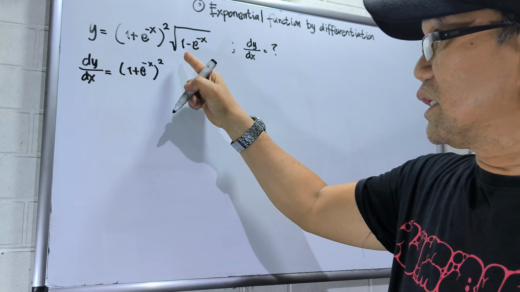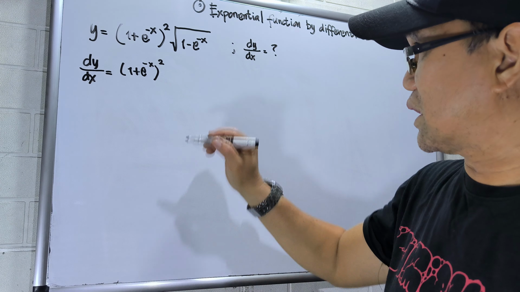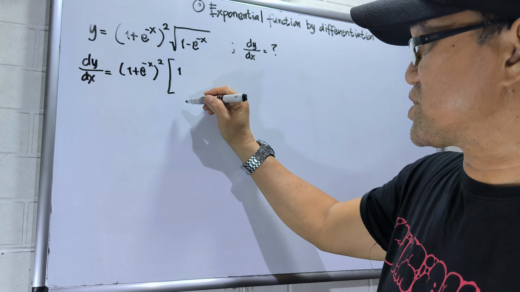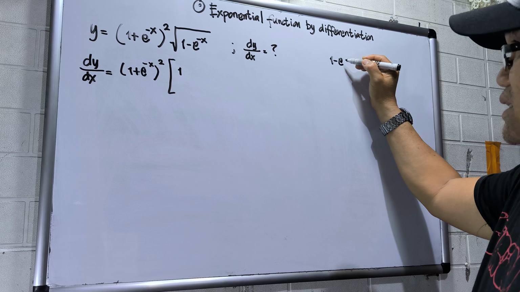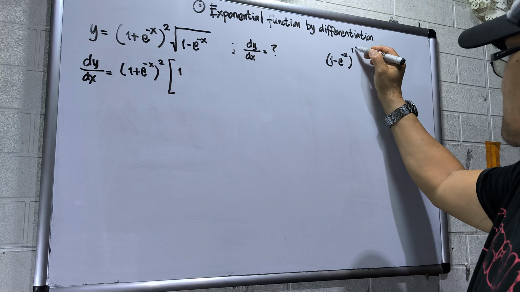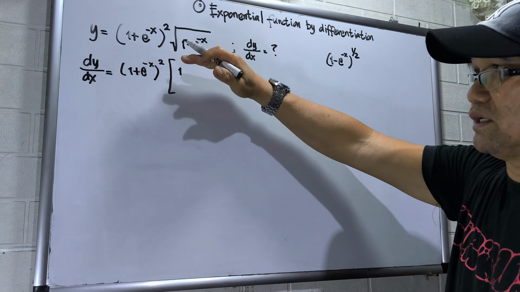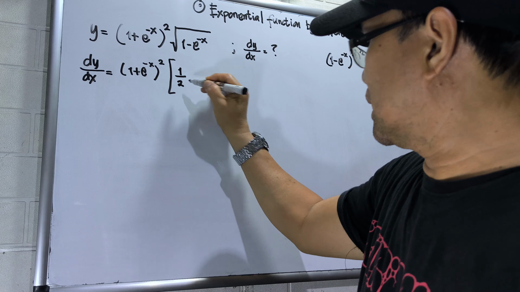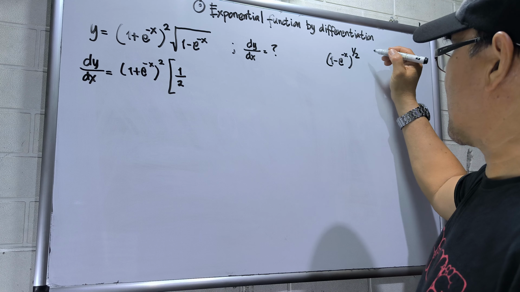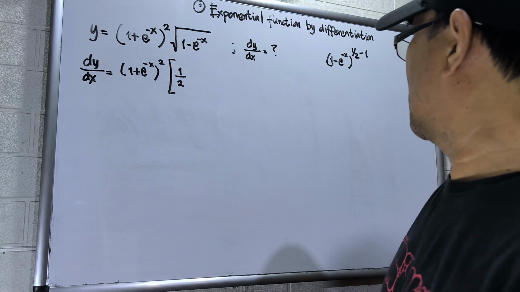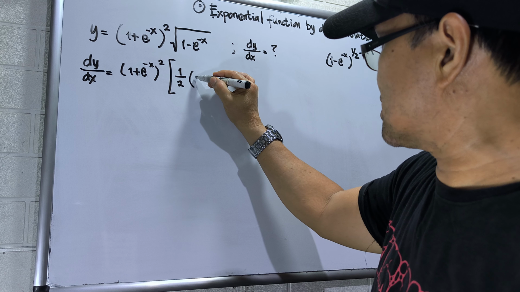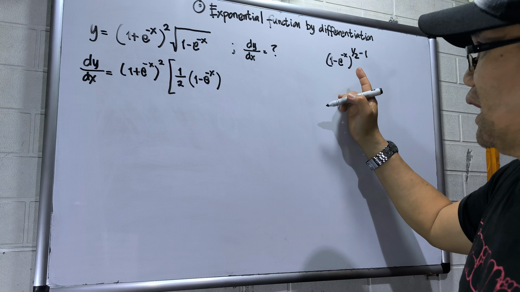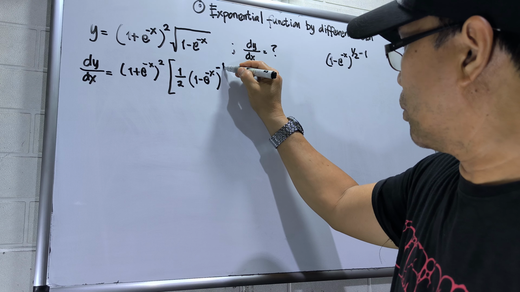And then I will differentiate the square root. We know that the square root is a power of 1/2. So this will be square brackets, 1/2, then (1 minus e raised to negative x) with exponent 1/2 minus 1, right? Since in differential calculus it should be minus 1. And we know 1/2 minus 1 is negative 1/2.